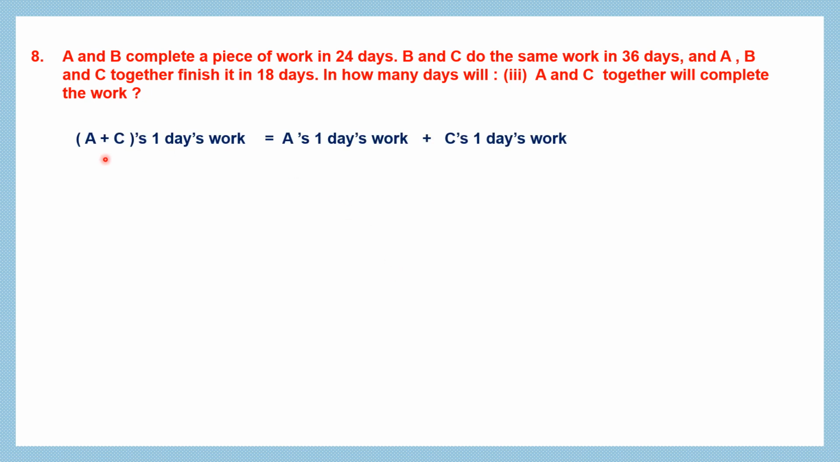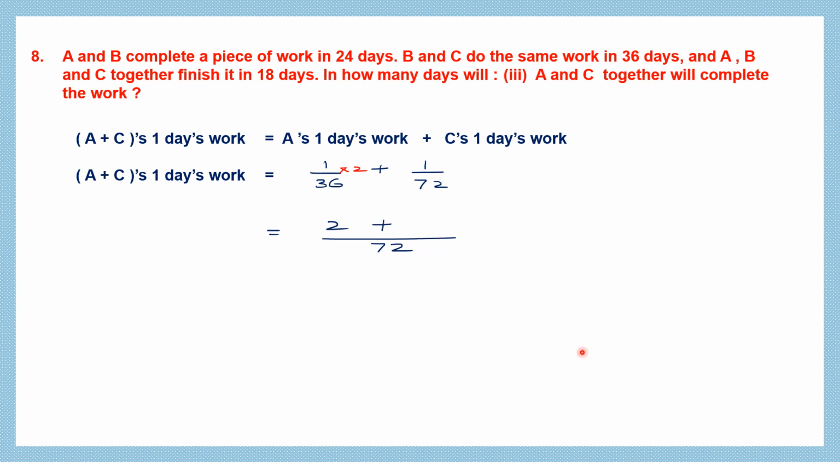So A plus C's 1 day's work is equal to A's 1 day's work plus C's 1 day's work. And we know A's 1 day's work and C's 1 day's work, isn't it? So this is 1 by 36 and C's 1 day's work is 1 by 72. Again, addition of fractions, we must find the LCM. 36 and 72, the LCM is 72. So 36 into 2, so 1 into 2 is 2, plus 72 is the same thing.